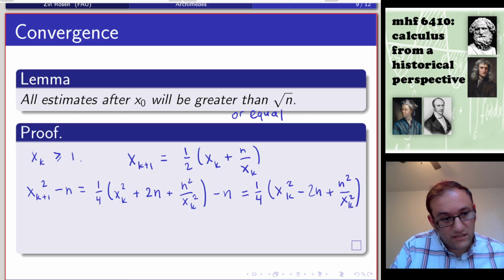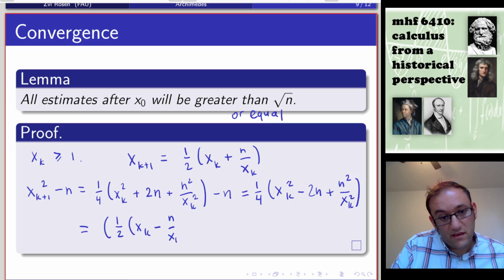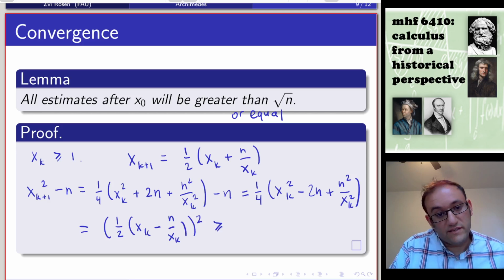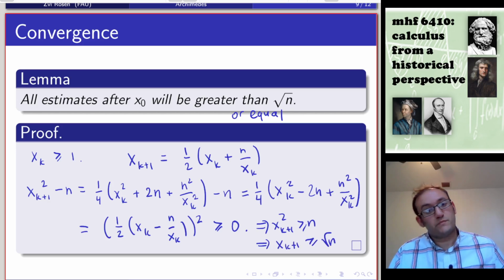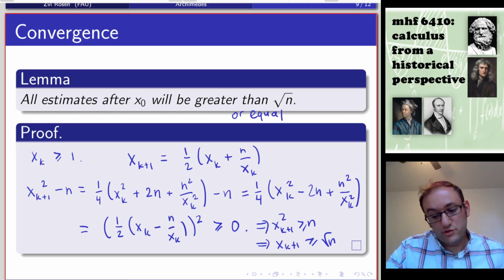Well, this is actually another square. This is the square of 1/2 times (x_k minus n over x_k). And we know that any square of a real number is obviously non-negative, so that tells us that x_{k+1} squared is greater than or equal to n, which tells us that x_{k+1} is greater than or equal to the square root of n. Okay? So any guesses we're making are going to be above the true value.